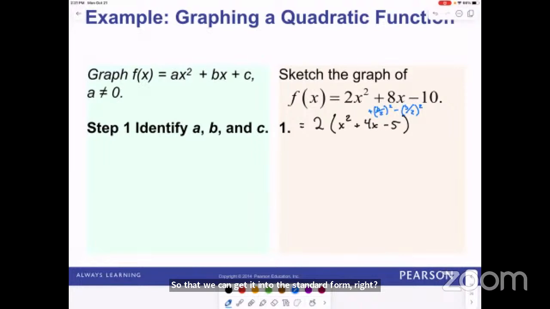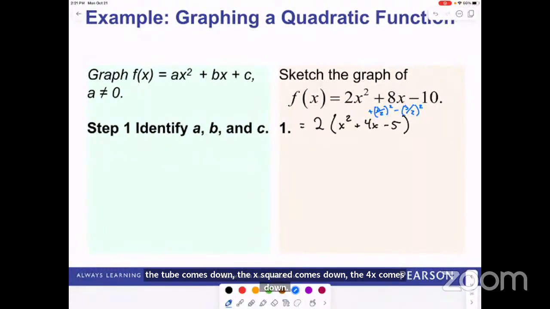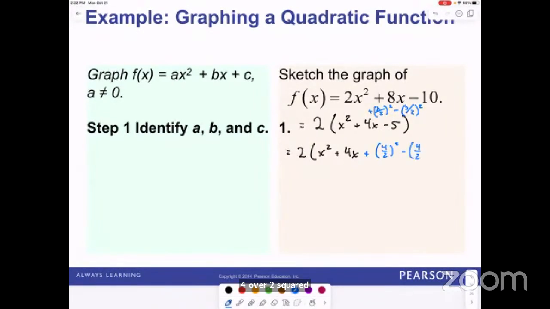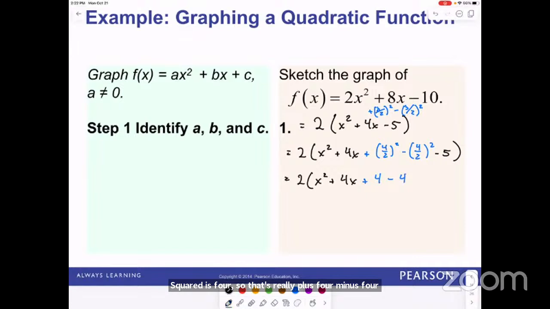Okay. So the 2 comes down, the x squared comes down, and the 4x comes down. And we said b is 4, so we're really doing 4 over 2 squared plus 4 over 2 squared and minus 4 over 2 squared. Okay. And then minus 5. So then this is really x squared plus 4x. 4 divided by 2 is 2. Squared is 4, so that's really plus 4 minus 4. And then minus 5. Okay.